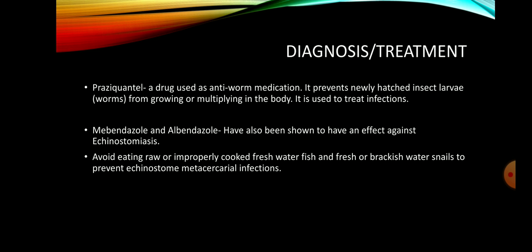And here is the prevention: avoid eating raw or improperly cooked freshwater fish and fresh or brackish water snails to prevent echinostome infections. That's all for my report.